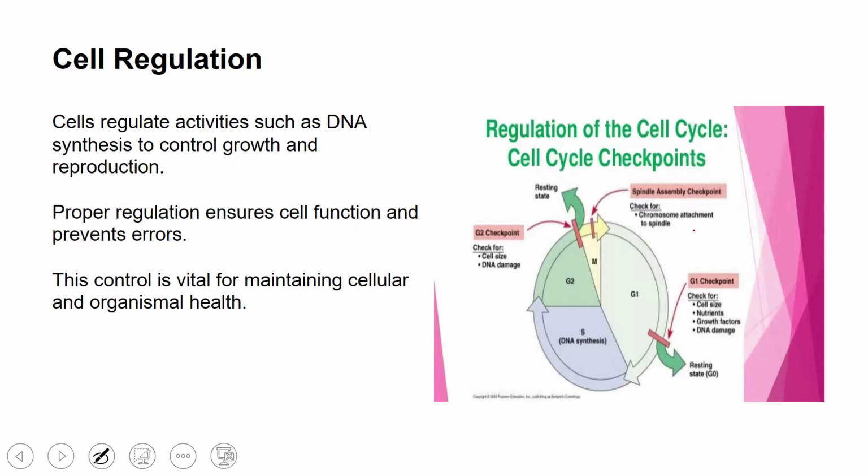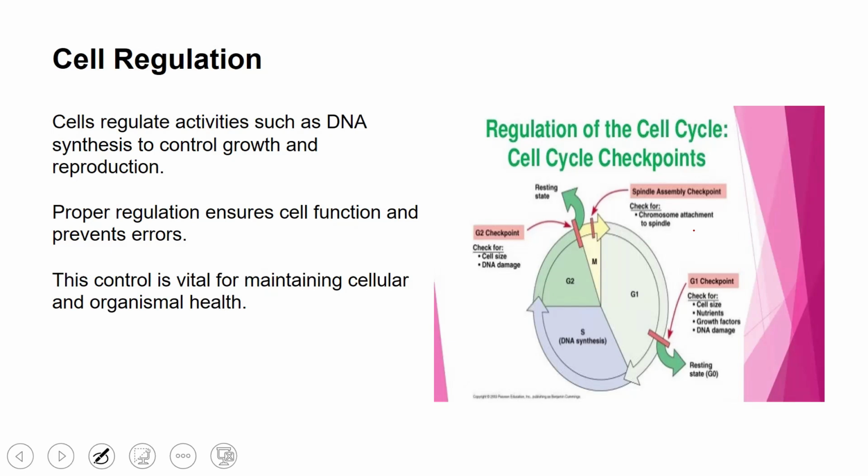And the regulation of cellular activities usually occurs during the cell cycle, because we have different checkpoints where cells check if there is any problem, and then the problem will be repaired before the continuation of the cell cycle. So what are the different checkpoints? We have the spindle assembly checkpoint, and at this point the cells check for chromosome attachment to the spindle, and if there is no proper chromosomal attachment, it means that there is an error. So this is one of the checkpoints.